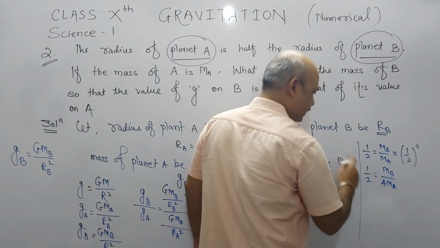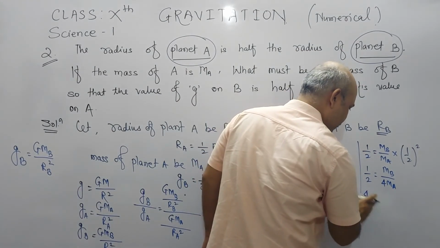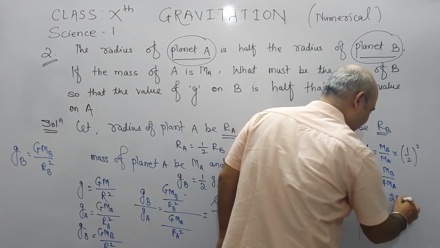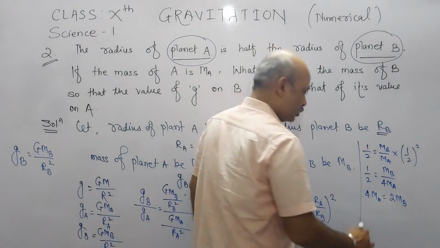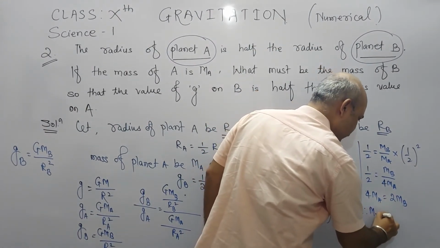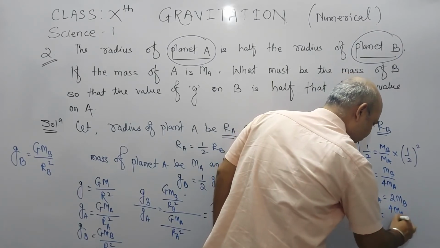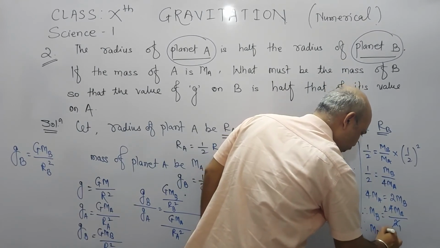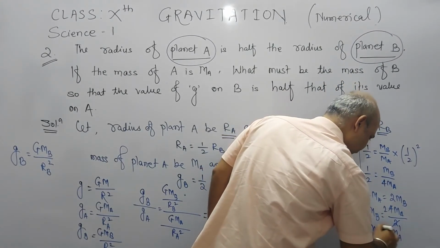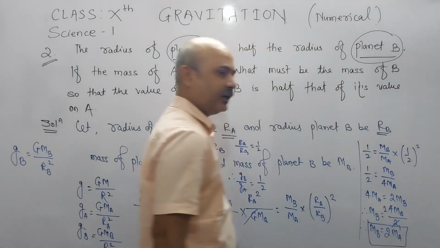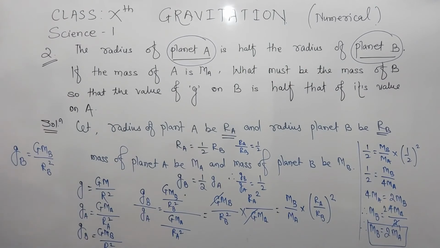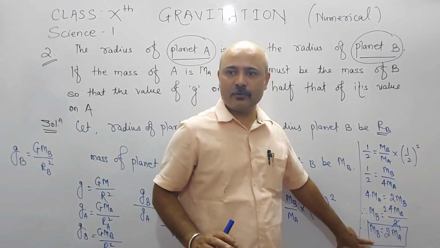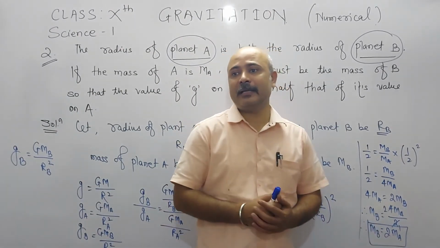Now we'll cross multiply. So 4 times MA is equal to 2 times MB. Clear? So therefore what will be MB? MB is equal to 4 MA divided by 2. 2 ones are 2, 2 twos are 4. Therefore MB is equal to 2 MA. Means mass of planet B is twice the mass of planet A.